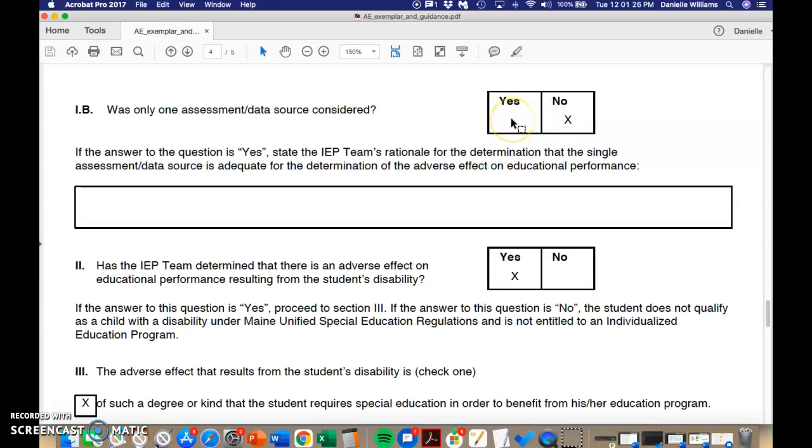If for some reason it were ever a yes, you'd have to check yes and provide some rationale. So that might be something like, maybe the student is brand new to the district and so we don't have a lot of information. We can't pull attendance data because we don't have that. We don't have old standardized test scores. All we have is this brand new psych eval. That might be a case where we only have one data source, but even then it generally would have multiple assessments within. So it would be exceedingly rare that you would say yes here.